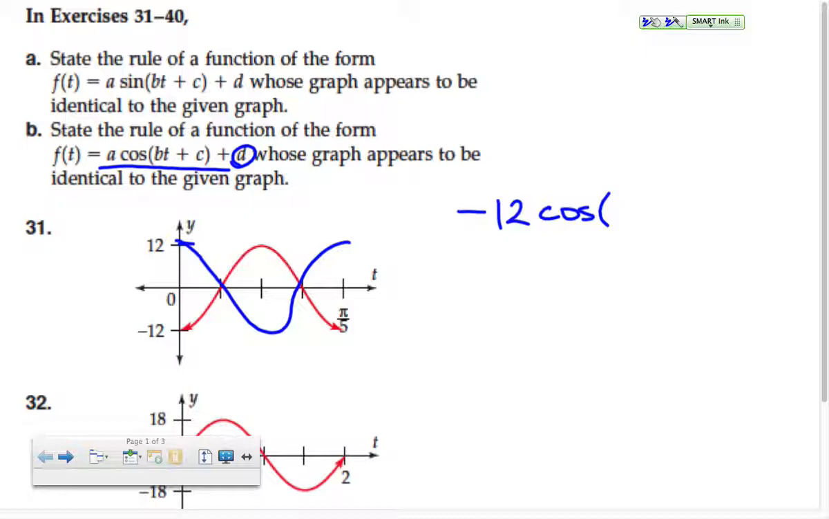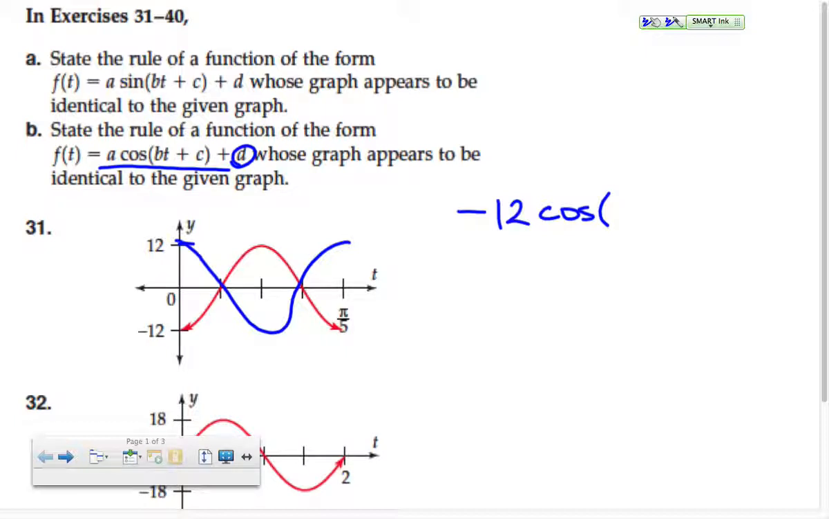So the only thing we have to worry about is B and C. Now, C has to do with my phase shift. I want to quickly talk about this for a moment. You'll notice that it's not shifted at all. A phase shift would mean the pieces would be off. So there's no phase shift, so I don't have to worry about C. The only thing I have to worry about is B.